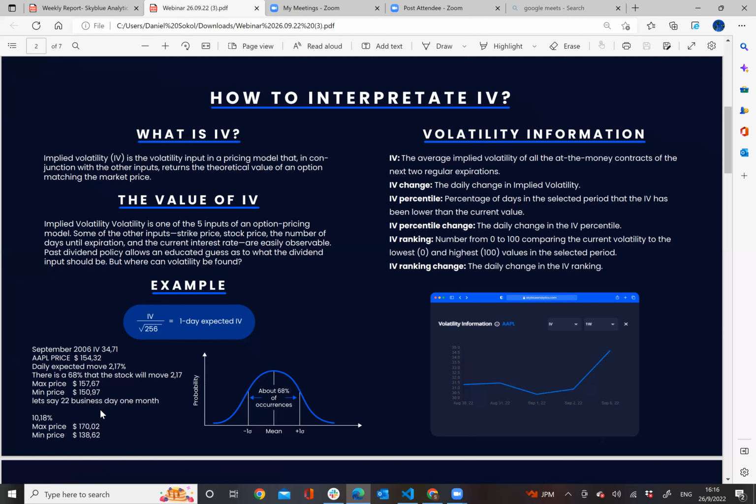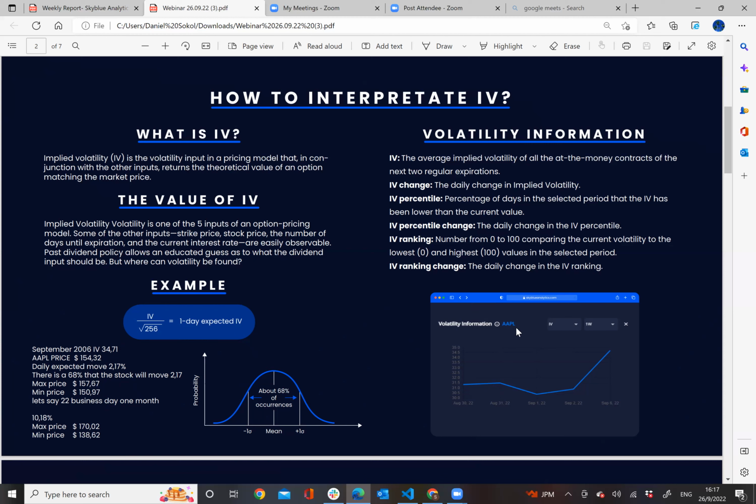The most important thing when you trade options is to decide the length of the contracts. That's one of the most important things, like how long I'm going to go, how short I'm going to go in terms of length. So you can do the same calculation, instead of 1 day, for 22 business days. And the result would have been that the expected move was going to be 10.18%. This would have created a situation where Apple stock would have moved between $170 and $138. So basically, you have put here 138 and 170.